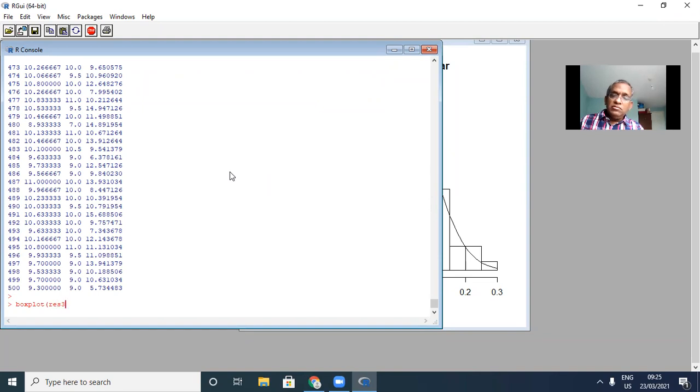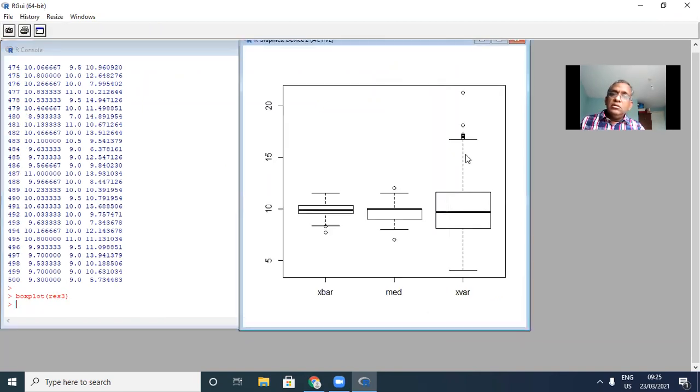If you do a box plot of res3, this is what you will see. You have the three box plots. The first one is for the 500 values of the sample mean. The second one is for the 500 values of the sample median, and the third is for the 500 values of the sample variance. Now, as you can see, the third box plot is not very useful because it has large variability, right? The first and the second, it's difficult to pick between the two.